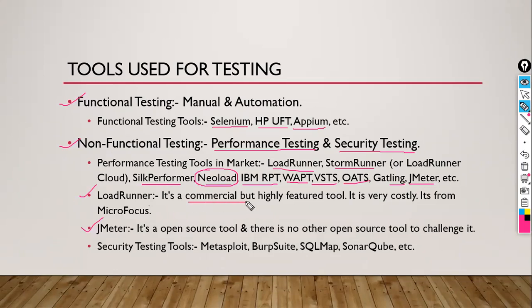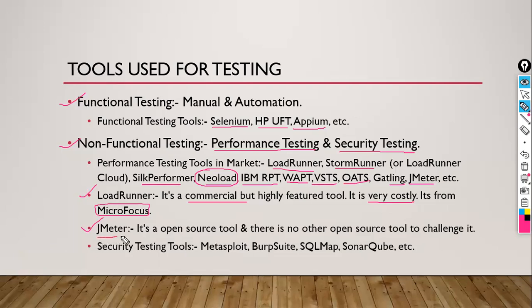Okay, a commercial tool is nothing but a tool for which we need to purchase the license, and that license is also very costly, right? The company that owns this LoadRunner tool is Micro Focus. So it's a commercial tool, which means it's a paid tool. We need to purchase the license, and that license is also very costly.